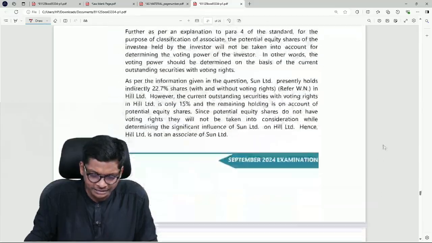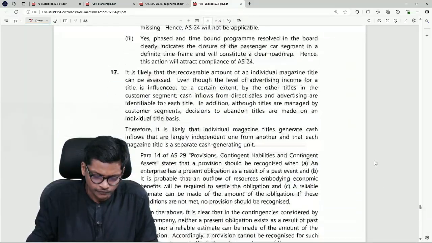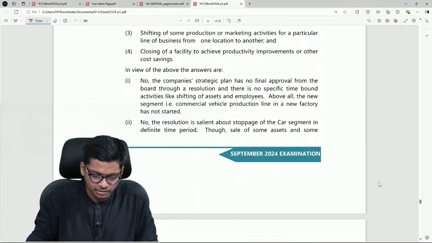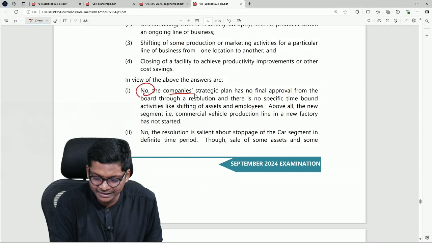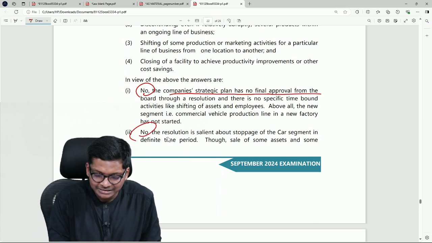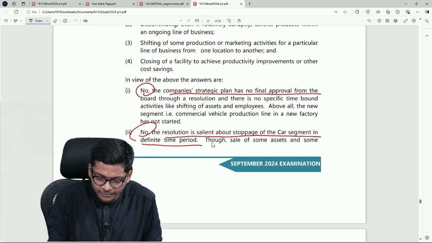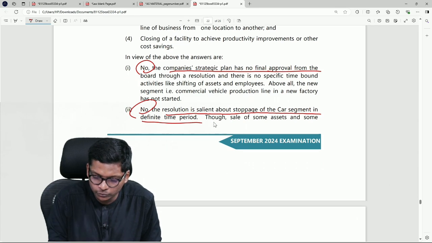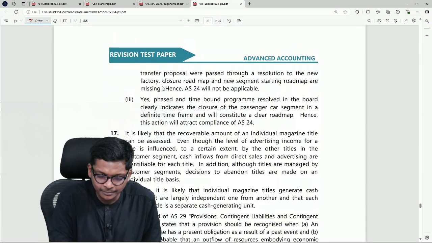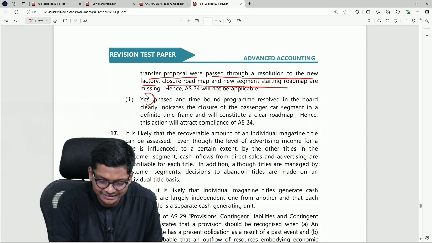Let's look at the answers for this. For AS 24, look at this. No. The company's strategic plan has no final approval. No. The resolution is silent about stoppage of car segment in a definite time. Those sale of assets and some transfer proposal were passed through a resolution to the new factory. Closure roadmap is missing.